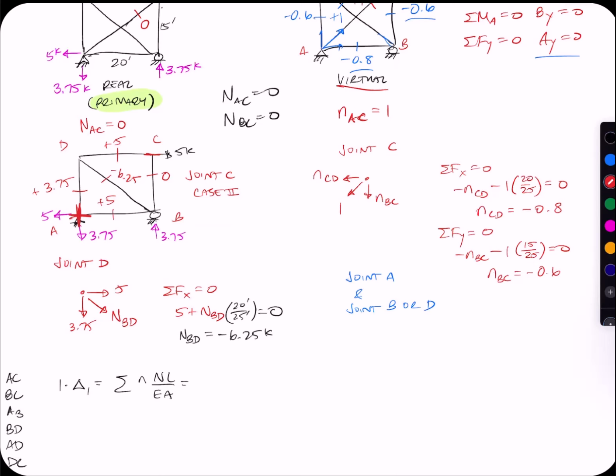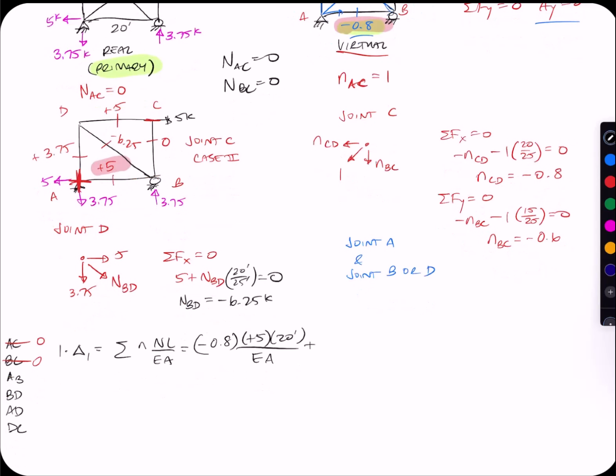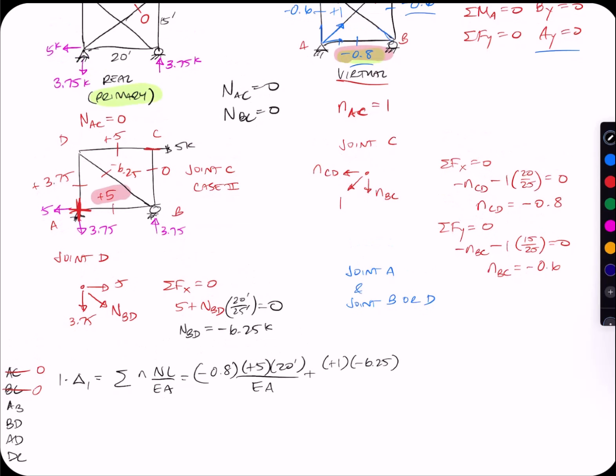Okay, so for this first one, AC and BC are 0. I need AB. So little n AB: -0.8 times +5 times a 20-foot length over EA, plus +1 times -6.25 times 25 feet over EA, -0.6 times 3.75 times 15 feet over EA, plus my last one DC, which is -0.8 times +5, 20 feet over EA.